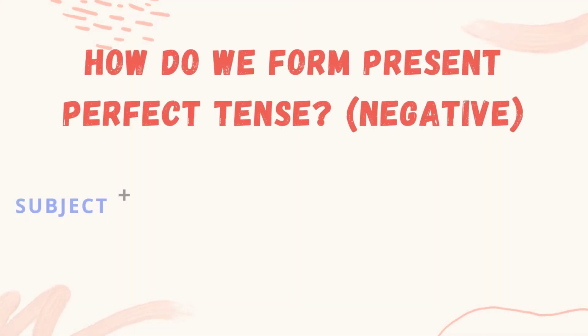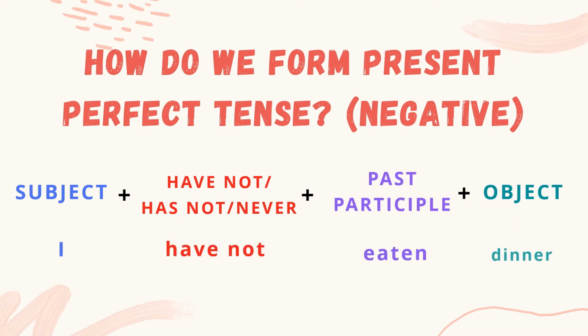We know that negative in present perfect tense is a sentence or declaration that is negative. How do we form present perfect tense in negative sentences? Subject plus have not or has not or have never or has never plus past participle plus object. I repeat, subject plus have not or has not, or have never, or has never, plus past participle, plus object.